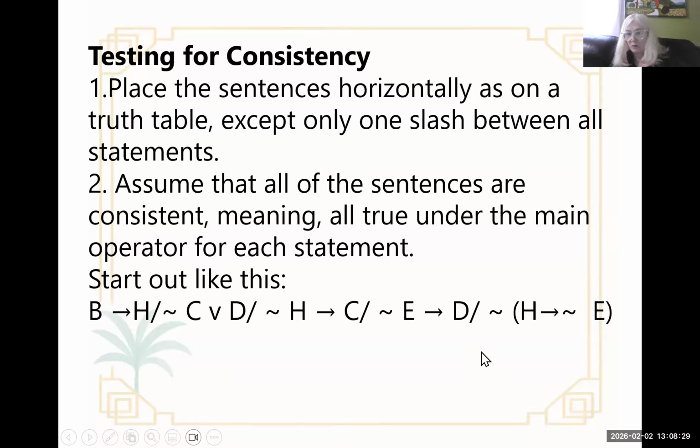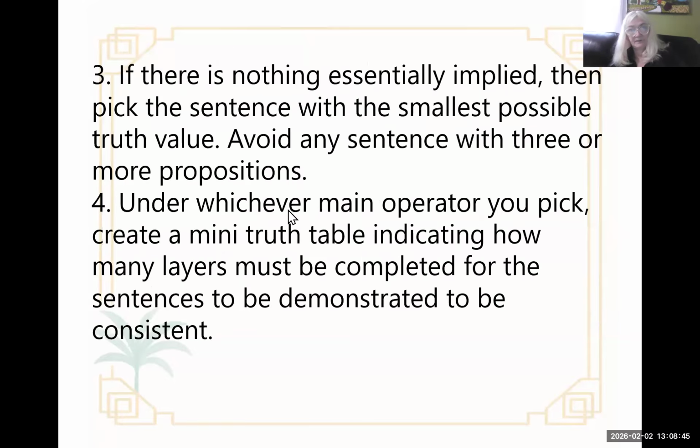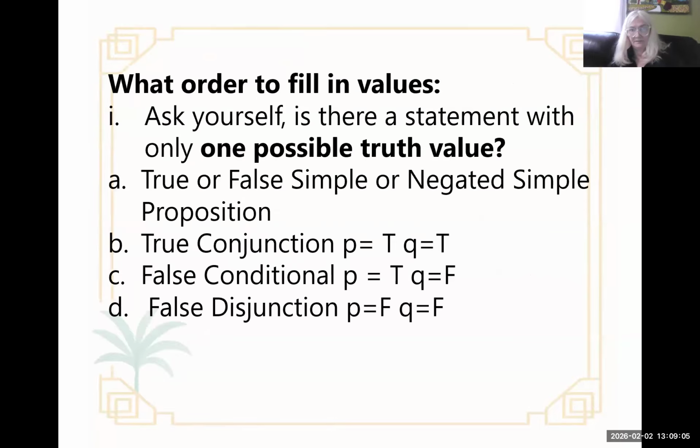So I'm going to show you when I come back to this how to do this. I'm just going to go through the rules very quickly because they're the exact same rules and the exact same guidelines I give you for testing for invalidity. The only difference is that you assume they're all true. So if there's nothing essentially implied, then you pick the sentence with the smallest possible truth value. Avoid any sentence with 3 or more propositions. Under whichever main operator you pick, create a mini truth table indicating how many layers or rows must be completed for the sentences to be demonstrated to be consistent.